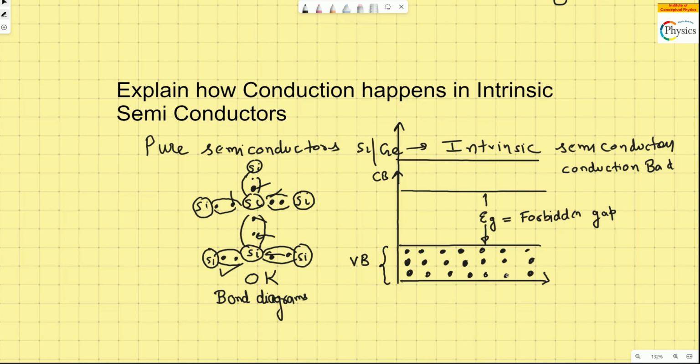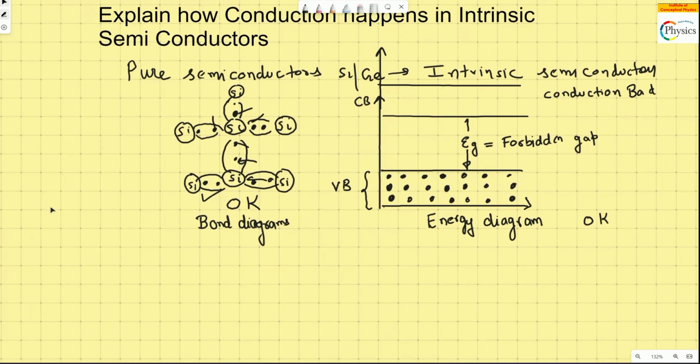Again, the diagram I have drawn is the energy diagram, and this is at 0 Kelvin. Now you increase the temperature of the room to a level of 300 Kelvin, which is like 27 degrees, the room temperature. Let me redraw the diagram and tell you what happens.